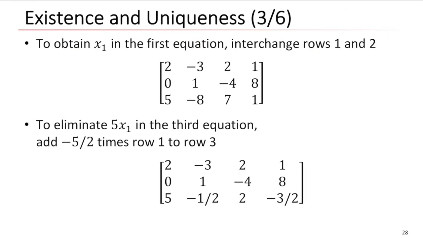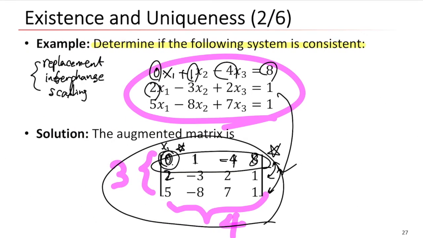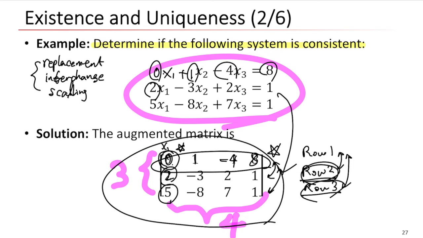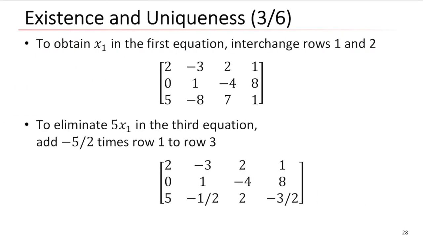Okay, so how can we choose row 2 or row 3? There are non-zero values in row 2 and row 3, so we can use any of these rows to interchange with row 1, right? Actually, there are some issues about which one is better, but for now we can use any row, such as row 2 or row 3, for row 1, okay? So in this case, we just exchange row 1 and row 2, right?